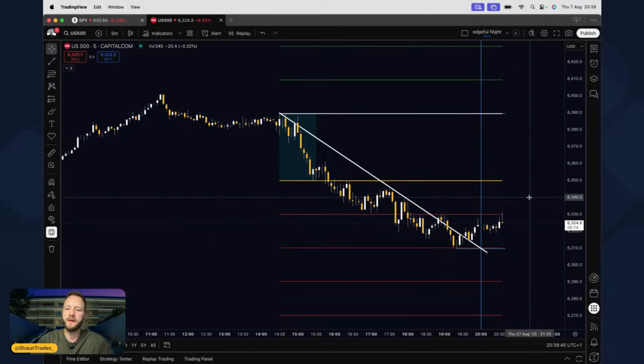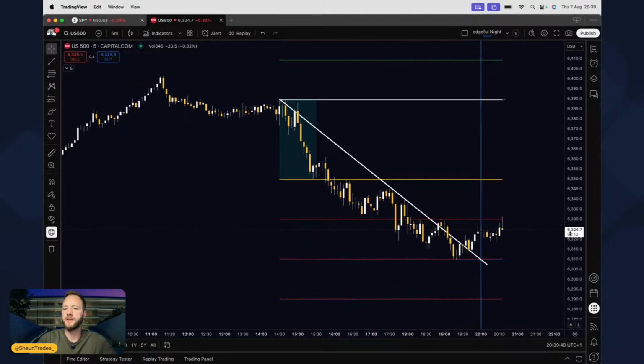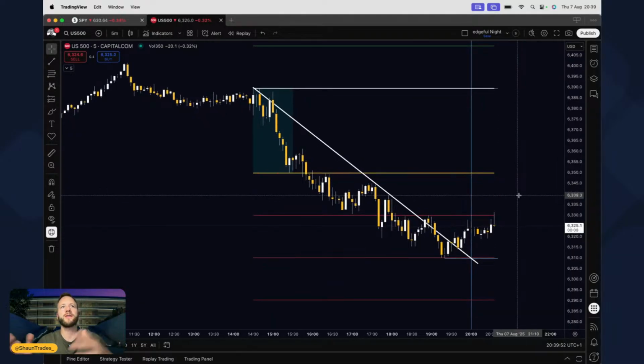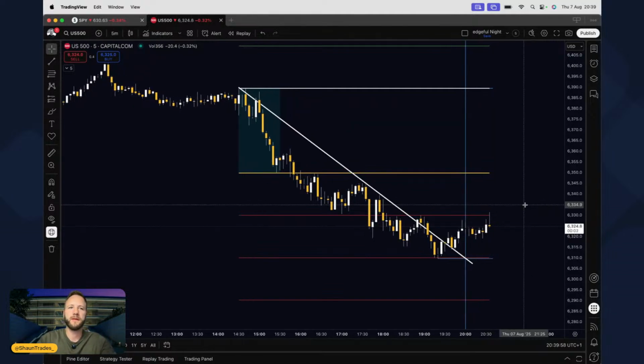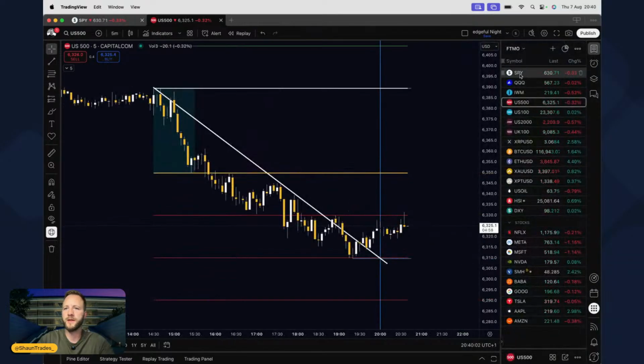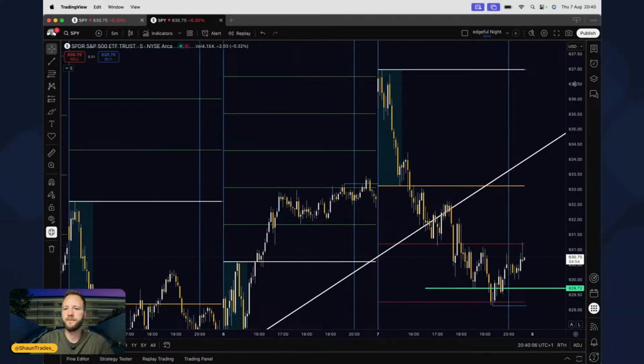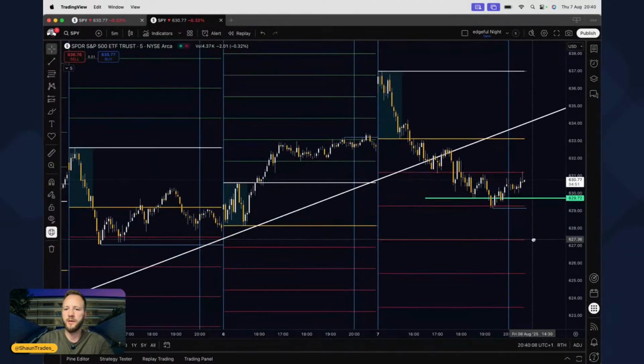But again, it depends on what kind of patterns you look for, what kind of strategies you have normally. It's just having Edgeful data alongside your normal strategies is a win-win. Of course, I mean, why wouldn't it be? What I'm going to do is move to the SPY chart so we can have a look at a few more examples.